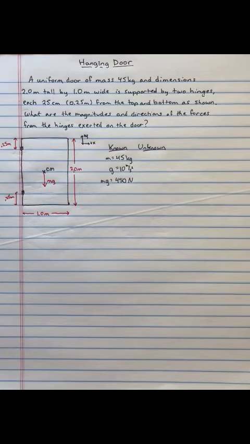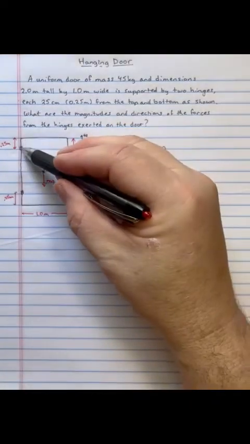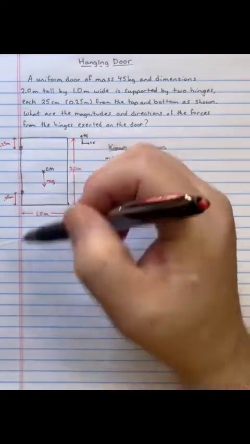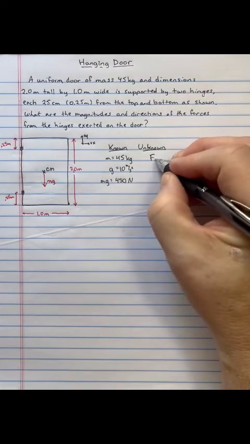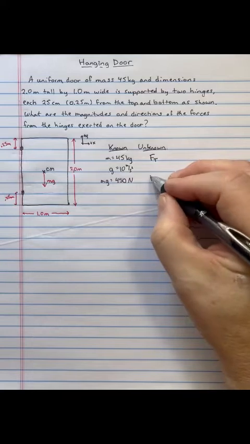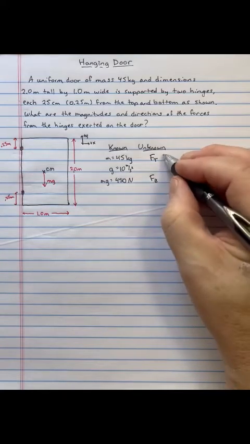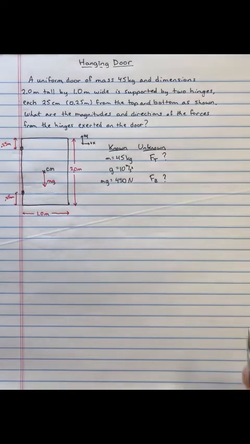Now, for the hinges, there are 2 different hinges. And because there's 2 different hinges, I do need to label them differently. There'll be a top hinge and a bottom hinge. So there'll be a force acting at the top hinge and a force acting at the bottom hinge, like this.